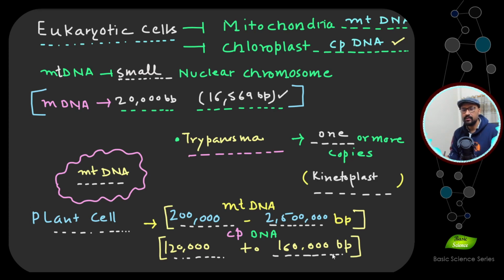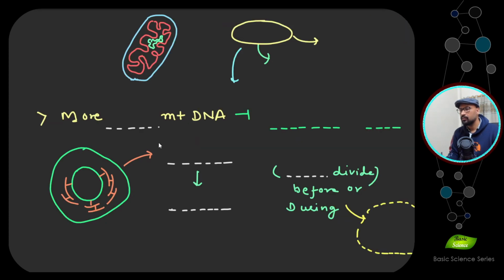In this slide, we found out that mitochondrial DNA is there, chloroplast DNA is also there, and what the size of those molecules is. Then we took the example of Trypanosoma to explain the kinetoplast, and further plant cells and their mitochondrial as well as chloroplast DNA. Okay, now let's move on to the next part of this topic.